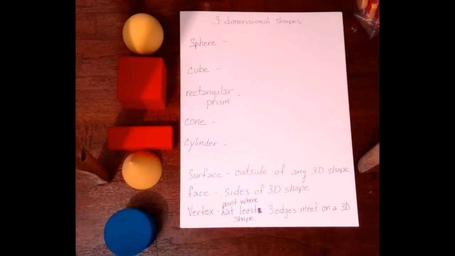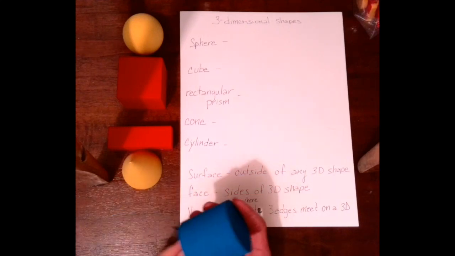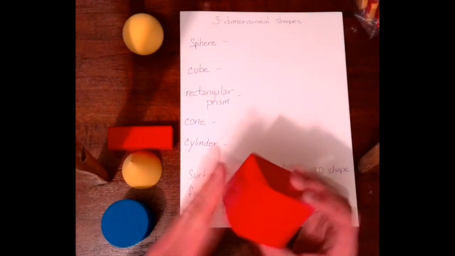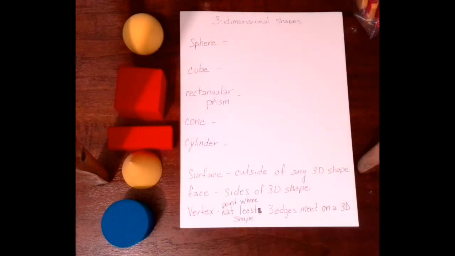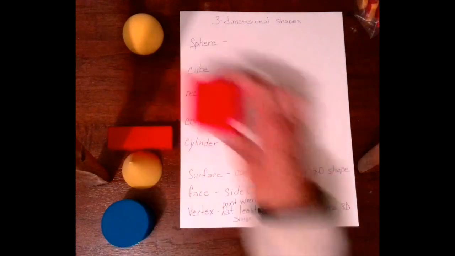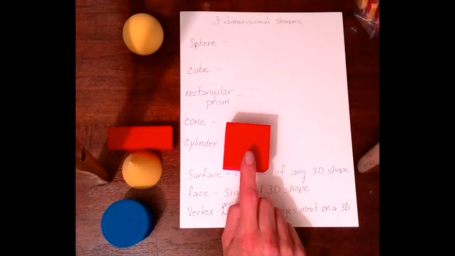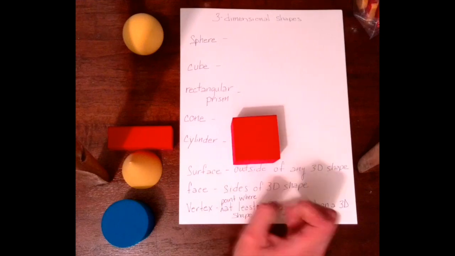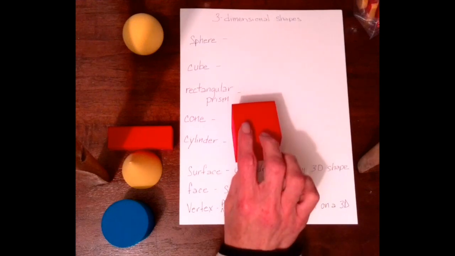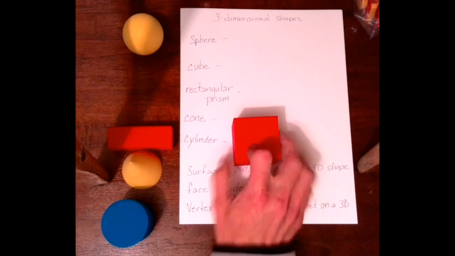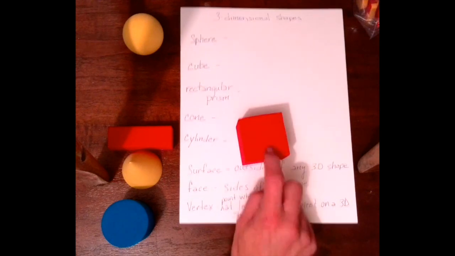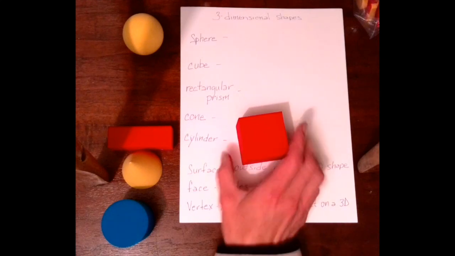Alright, so that's non-defining. Now let's talk about surface. The surface of a 3D shape is the outside of any shape. Any one of these shapes, the outside is the surface. The sides are called a face. On a 3D shape, the sides are called a face. If this was a 2D shape, a two-dimensional shape, it would be called a side. But because this is a 3D shape, this is called a face.